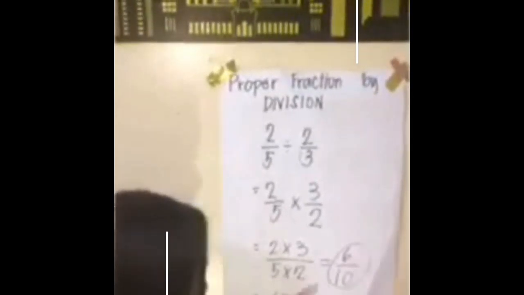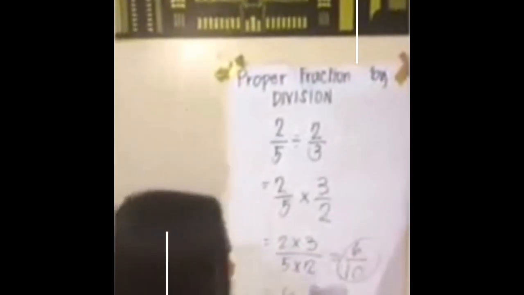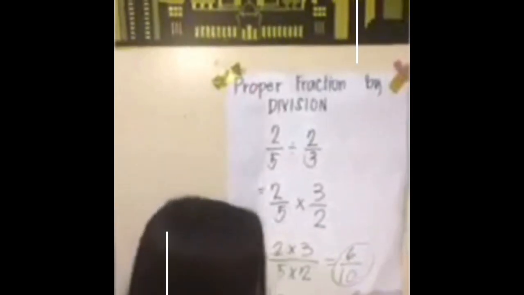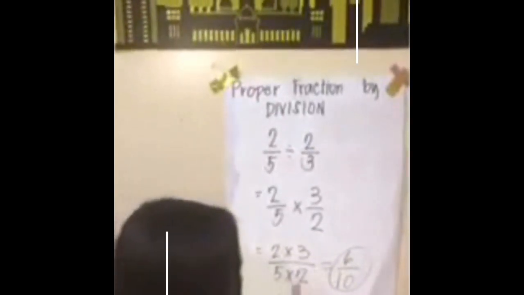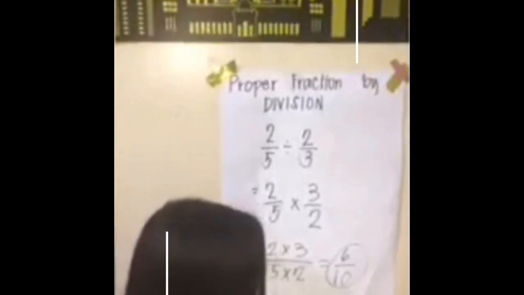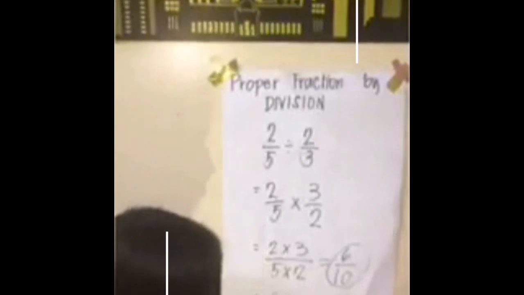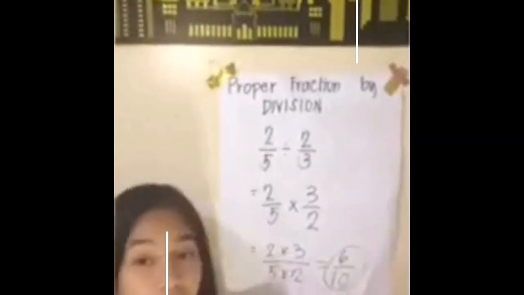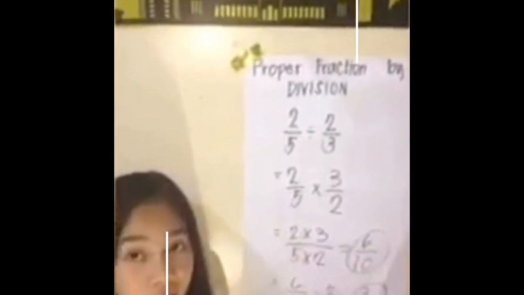6/10 can be simplified by 2/2. So, 6 divided by 2 is equal to 3. 10 divided by 2 is equal to 5. 3/5 is the answer. Dividing fractions.